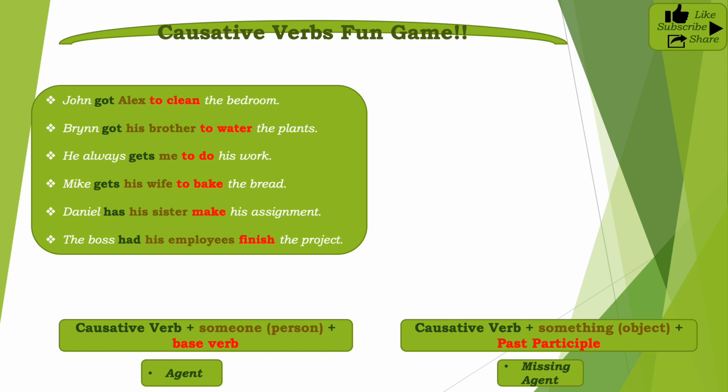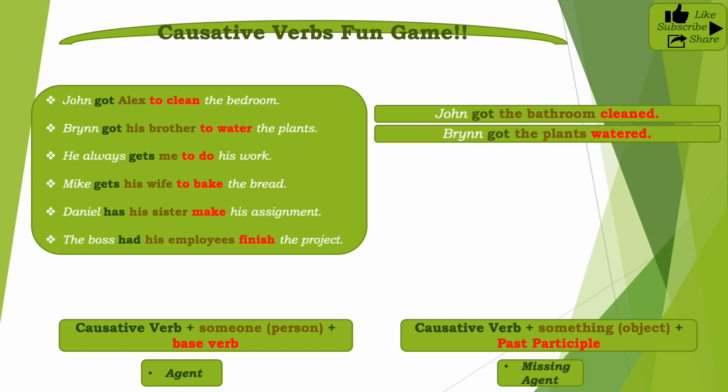Are you ready? Let's have a look at the different sentences. John got the bathroom cleaned. You have to be sure that you use the same tense. You use the same form so that the meaning would not be changed. So this is an example of structure number 2 with the causative verb get.